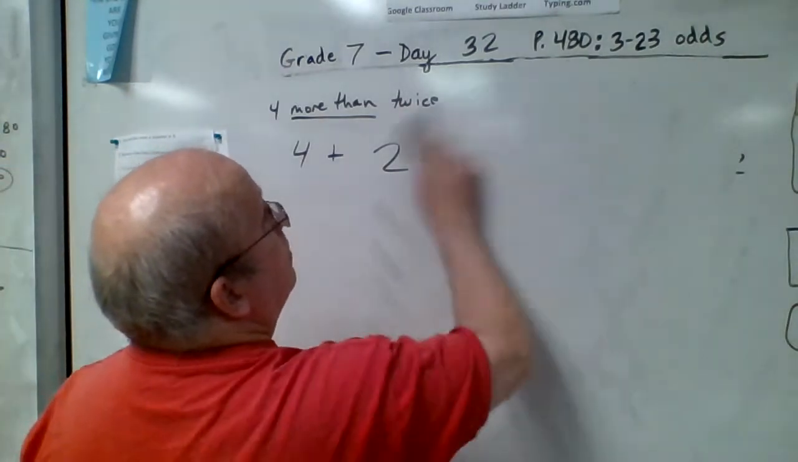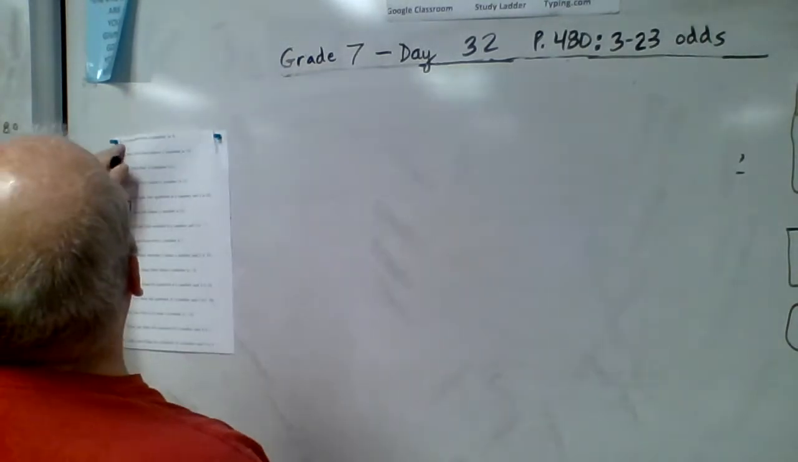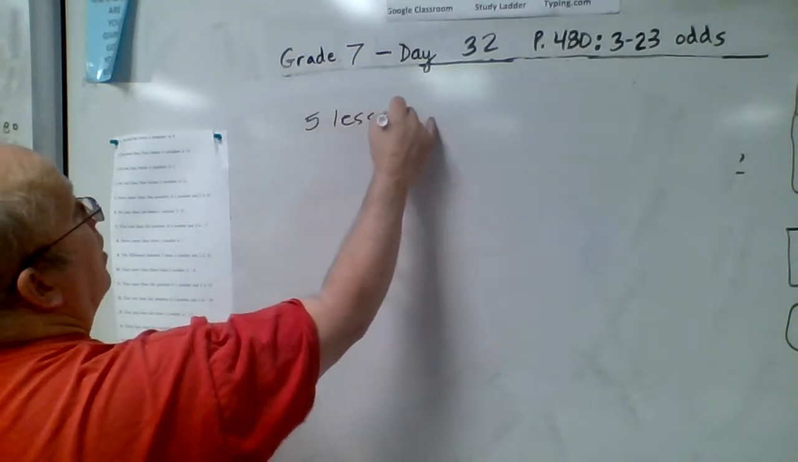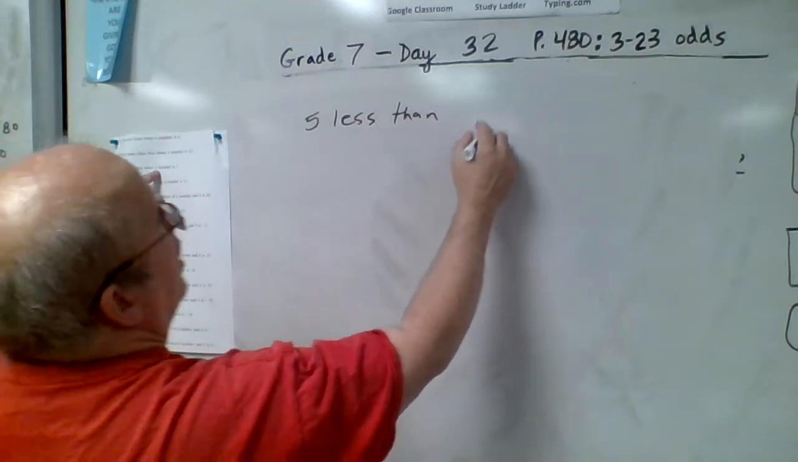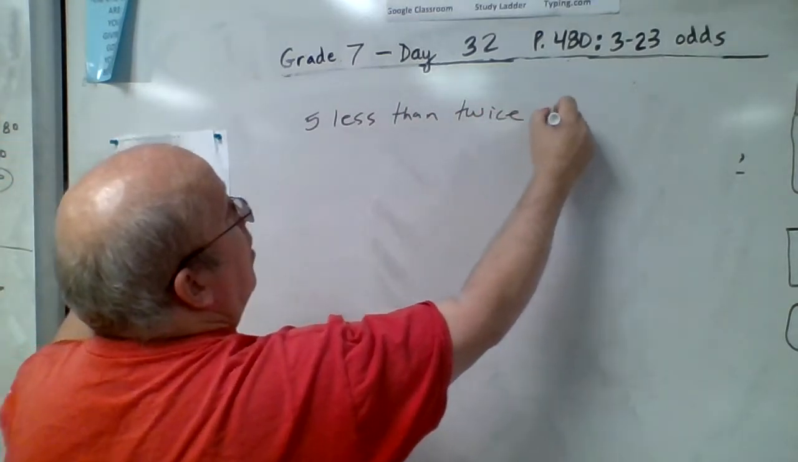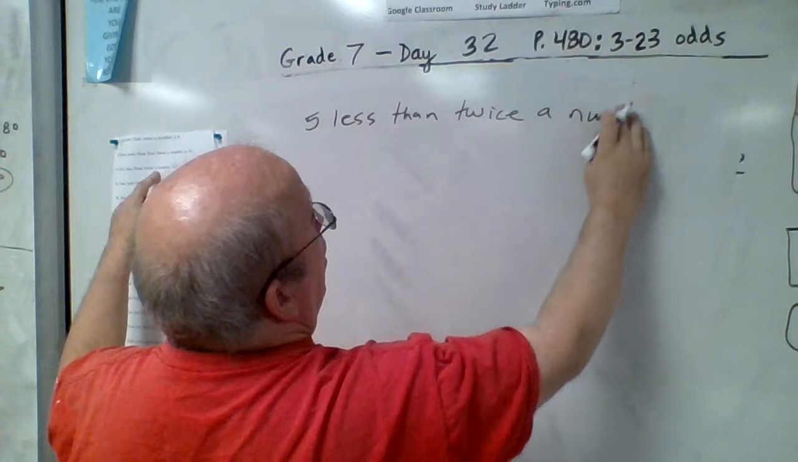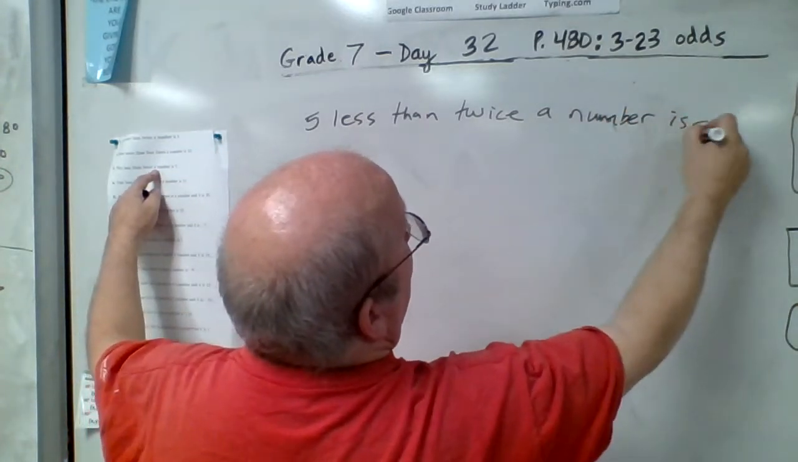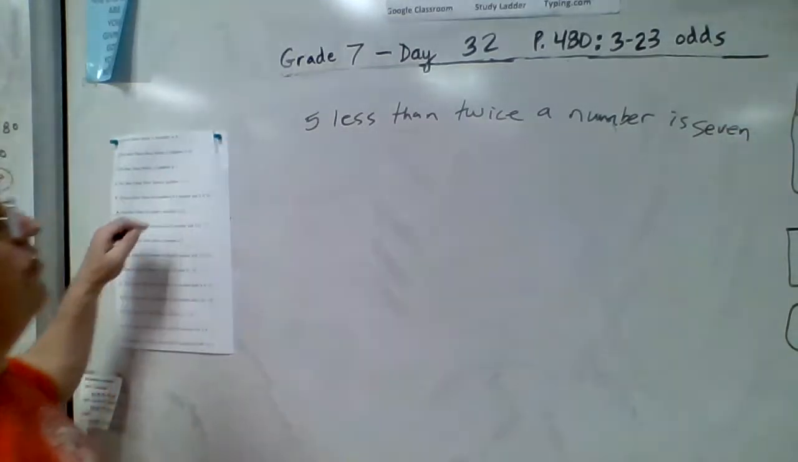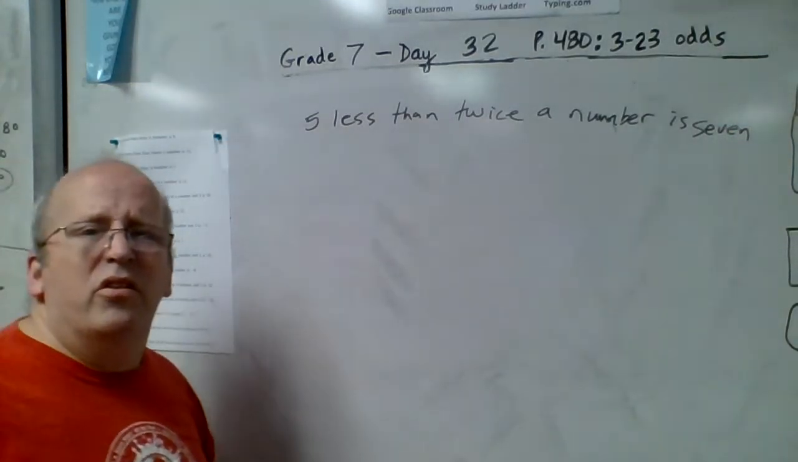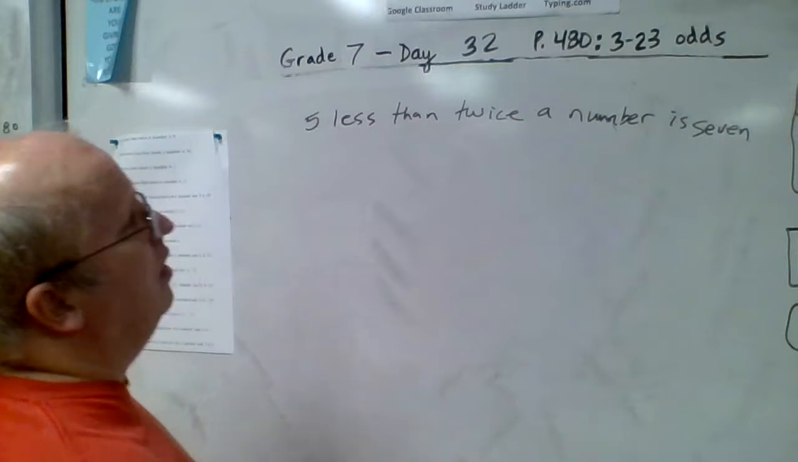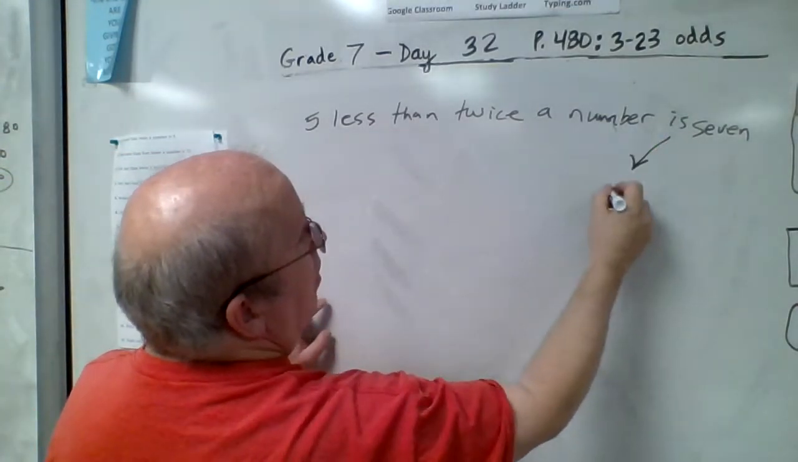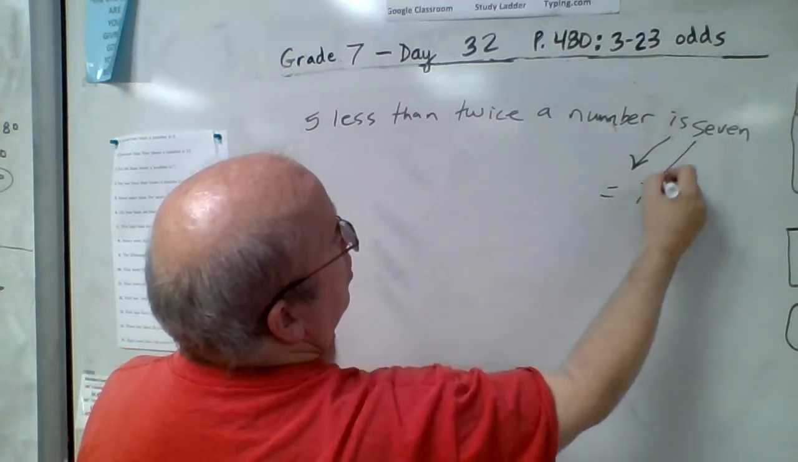Okay, let's try another one off of this sheet. How about 5 less than twice a number is 7. 5 less than twice a number is 7. Can you see that one? Hopefully you can. It looks like you can. Okay, where's our equal sign? Right there, right? Here's our equal sign. And our 7 can be just turned into a 7.